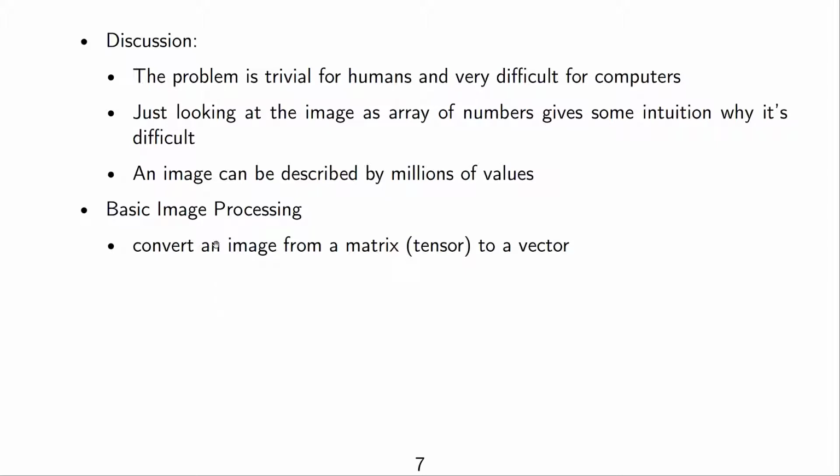All right, so some basic image processing. Let's just assume for some types of neural networks that you could actually take this matrix or tensor and convert it into a long vector of numbers. In this case, you would ask the computer just to classify a long vector, and the vector describes the image of a cat.